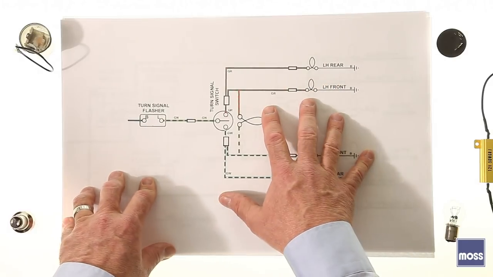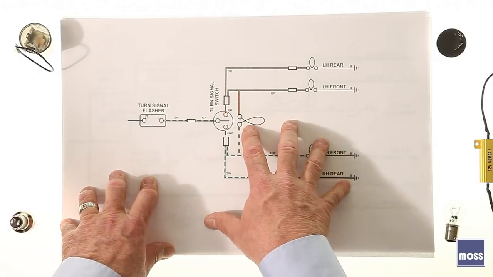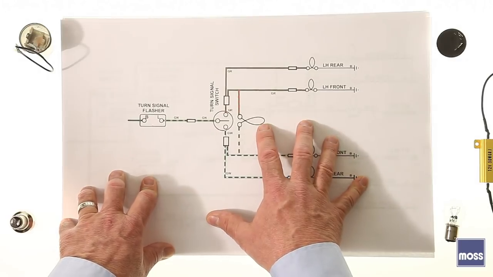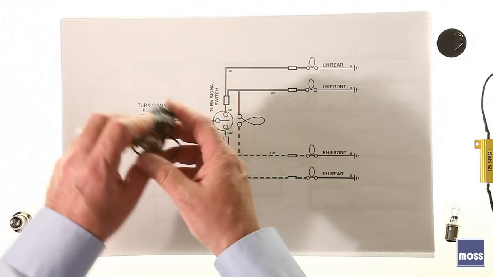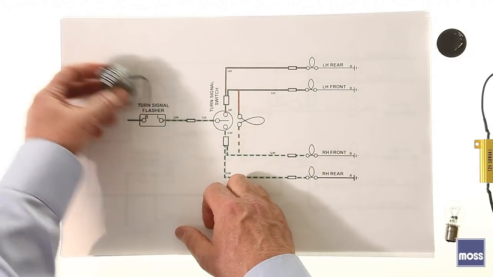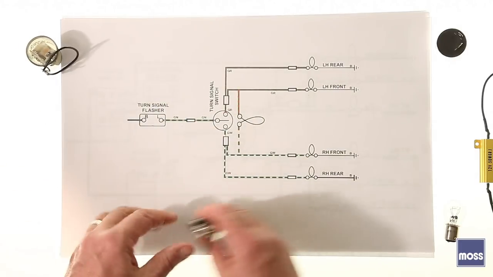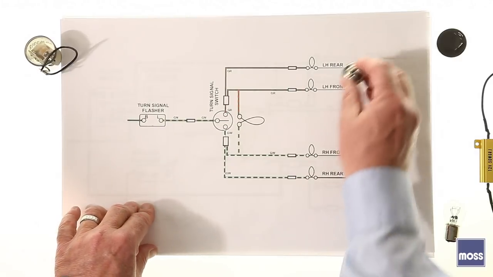Now, let's leave the car just like it is, and just imagine that the owner of the car has decided, I want to put LED lamps in my car. Well, he goes and he gets an LED lamp electronic flasher and puts it in. Great. He goes and he puts LEDs in the four corners of his car. 1, 2, 3, 4. Great.